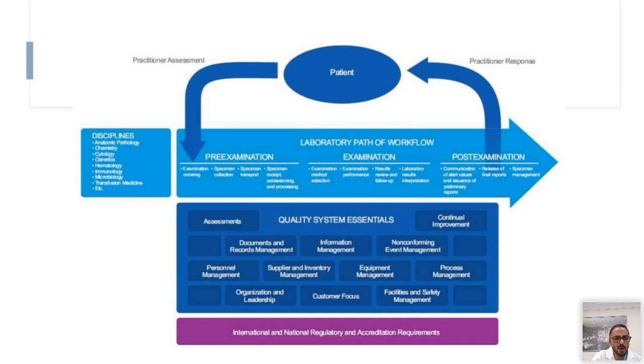These are the basic safety requirements that assure you are aligned with the regulatory and accreditation requirements. Above that are the building blocks we mentioned earlier, the quality system essentials, starting from organization up until assessment and continual improvement, passing through process management, equipment management, and so on. Whatever discipline you are working in or planning to tackle within your plan, whether it's AP, chemistry, or hematology, it's all the same.